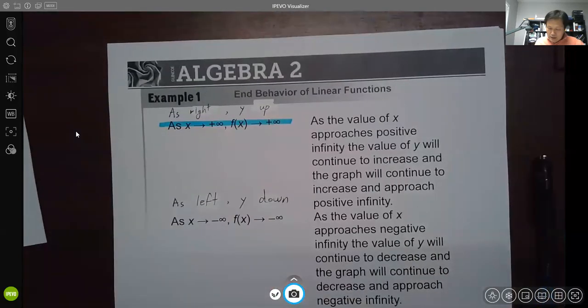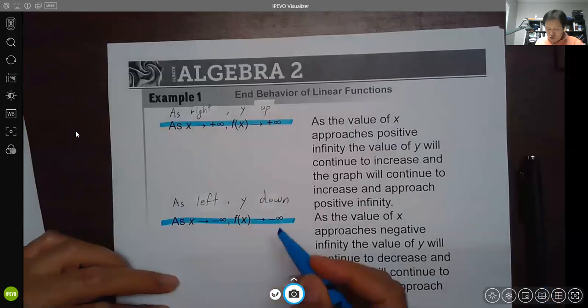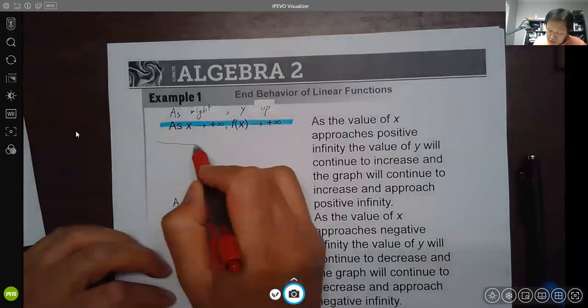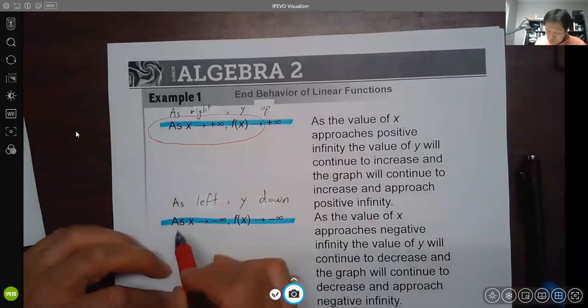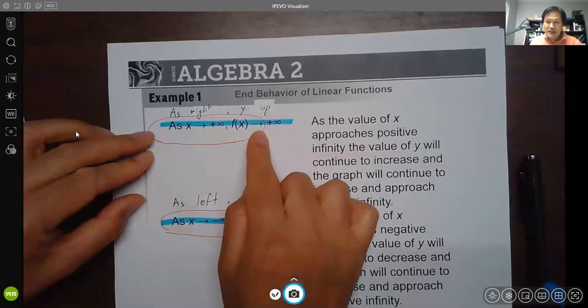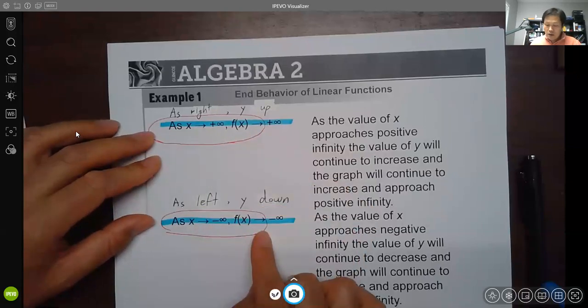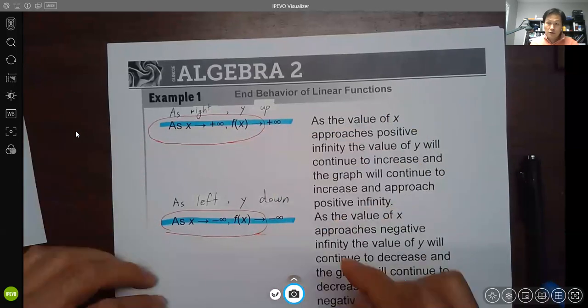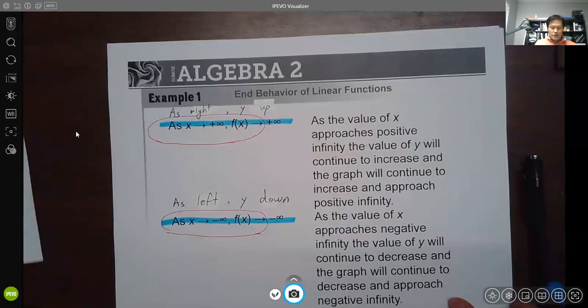One thing you want to be careful about: this writing won't change. Whenever I ask you for end behavior, you will write this as it is every single time. The only change is what I'm going to write here. So that's the answer.